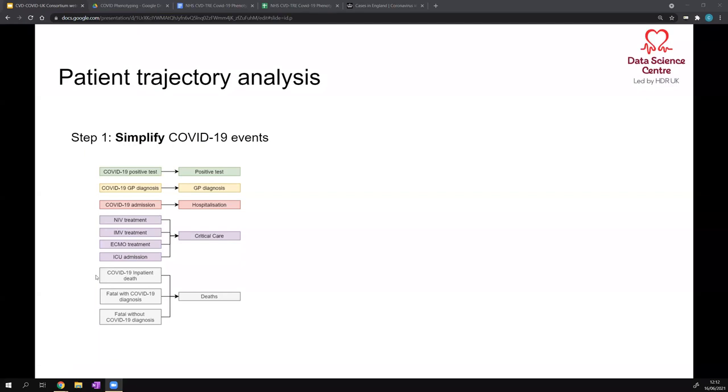Thanks very much, Chris. So another interesting thing we can do once we've identified COVID-19 events across all the individuals in the TRE is we can perform patient trajectory analysis. And we have 3 simple steps we've taken to do this approach. So first of all, we've simplified the COVID-19 events, basically grouping together the ventilatory treatments into critical care and all the different types of deaths into deaths.